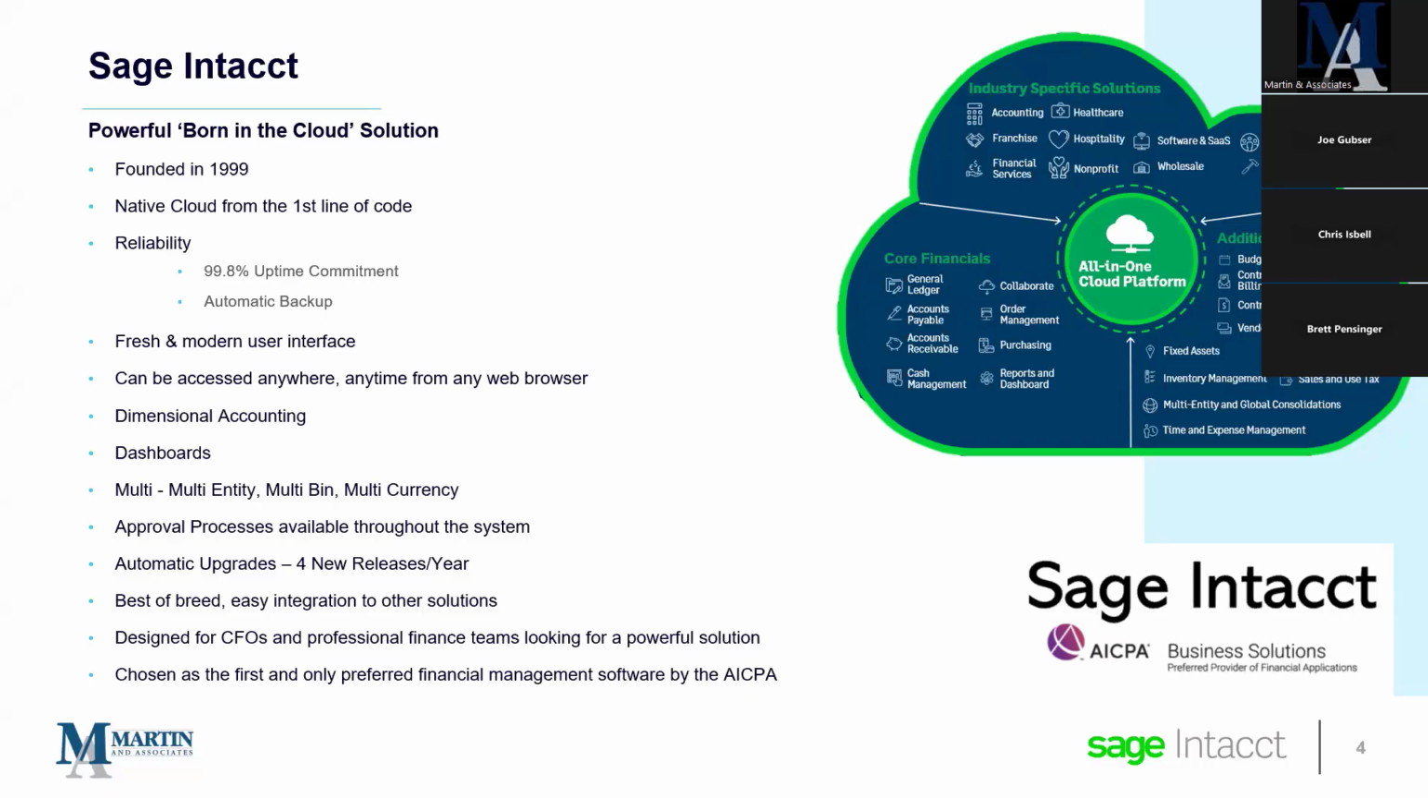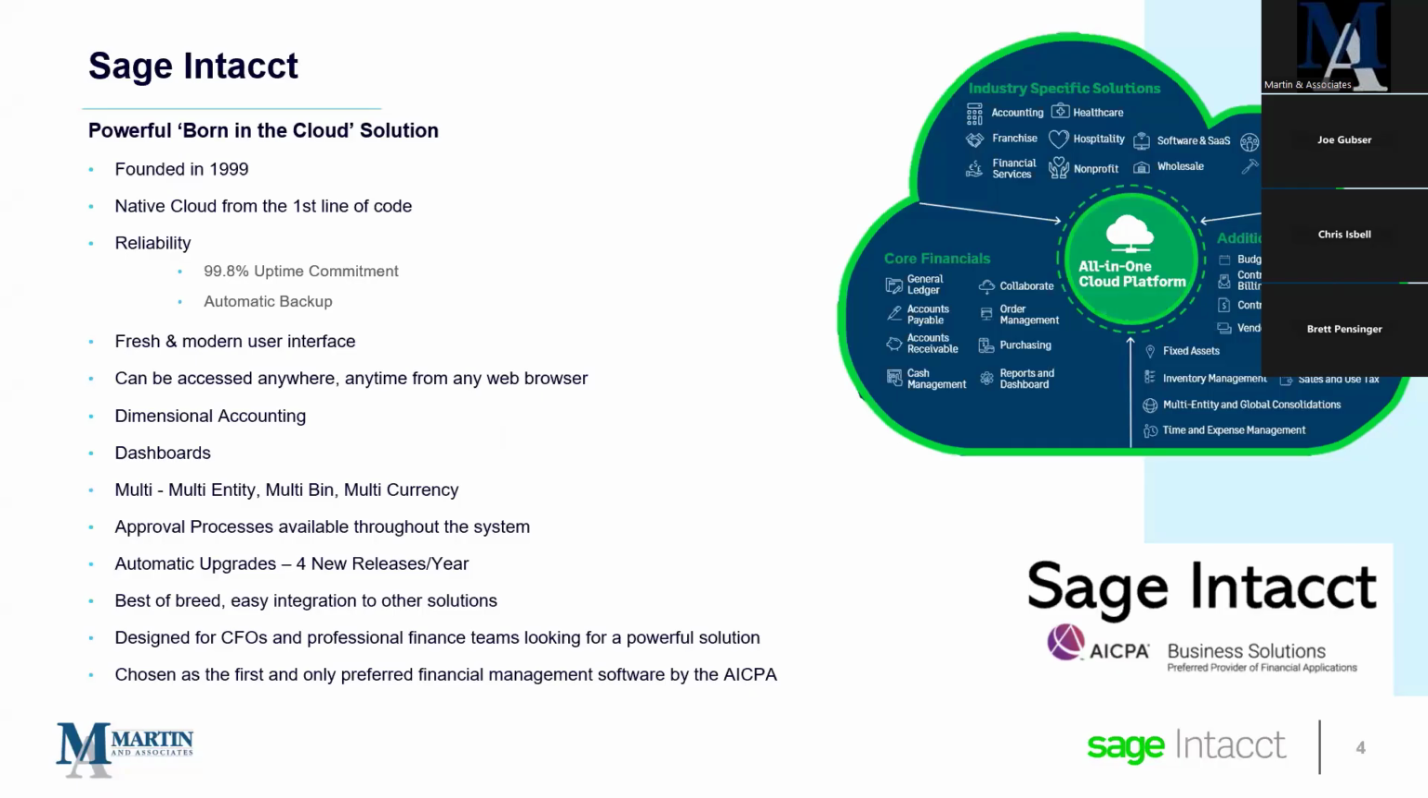So, Sage Intacct. Sage Intacct is what's referred to as a born in the cloud solution that was founded in 1999. It was a native cloud product from the first line of code. So they wrote it to be a cloud-based, SaaS-based product from the get-go. It's a very reliable product. It's got a 99.8% uptime commitment. Also, automatic backups of your data happen for you as part of your Sage Intacct subscription.